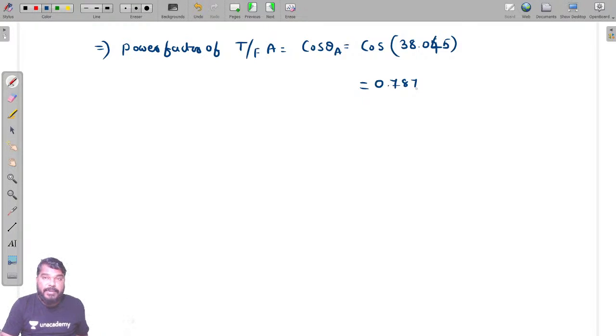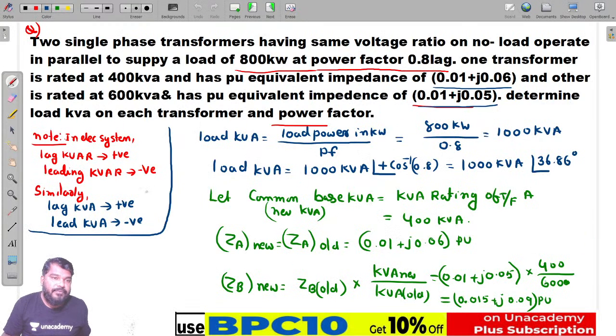Pawan, now tell me, is it a lagging power factor or leading power factor? I already mentioned here: lagging kVAR is positive, leading kVAR is negative. If the angle is positive here, that is lagging. Here we have taken lagging. Lagging kVAR is positive.